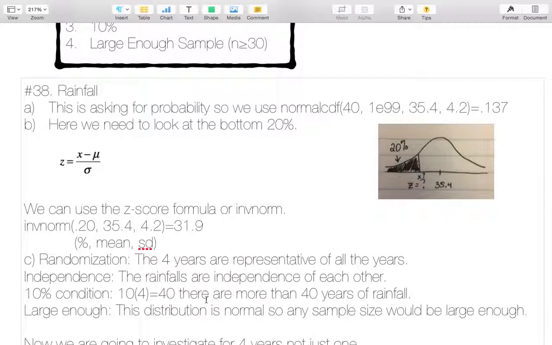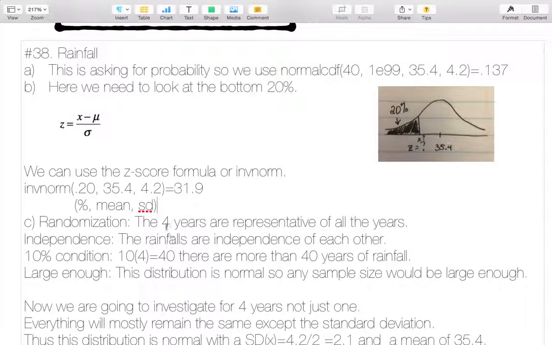Part C says a Cornell University student is in Ithaca for 4 years. So now we've increased it from one particular year to 4 years. It says Y bar, I chose X bar, to represent the mean amount of rainfall for those 4 years. So describe the sampling distribution model of this sample mean. Now we're taking a group of individuals, and we're going to create a sample of 4. Because we've taken a sample size larger than 1, we have to check our assumptions and conditions. Randomization: we would assume that all 4 years are representative of all the years.